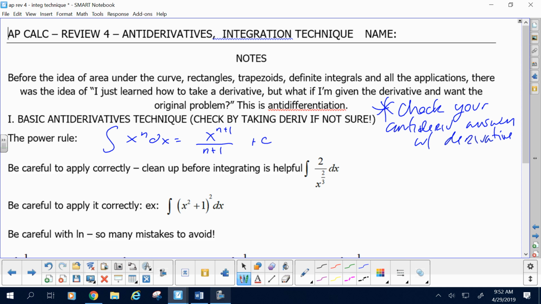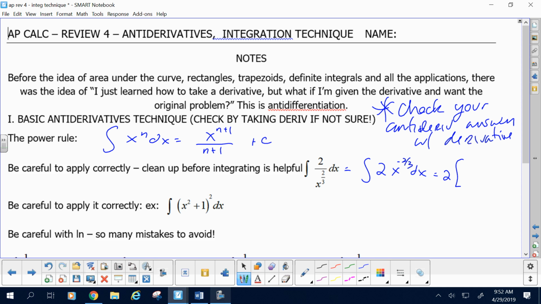sometimes, however, you need to be careful to clean the problem up before doing that. For example, if you were to crank out the power rule here and think, oh, the power is 2/3, you would be on a fool's errand because the power here is not 2/3. It's negative 2/3. So make sure that you write it in the correct form before applying the power rule so that you get a correct answer.